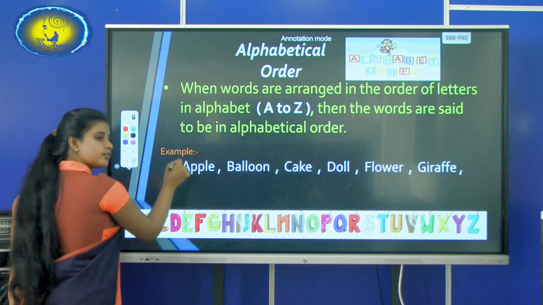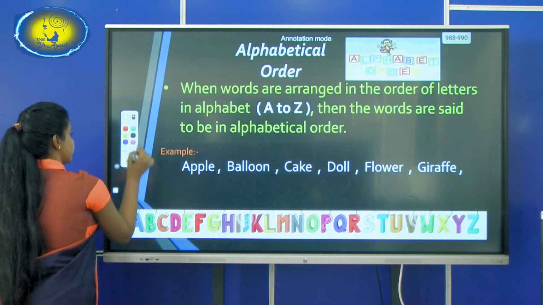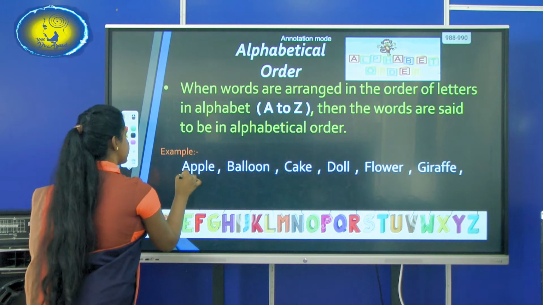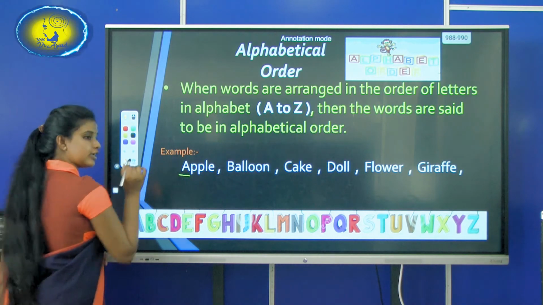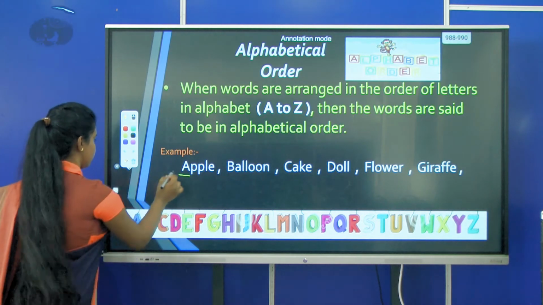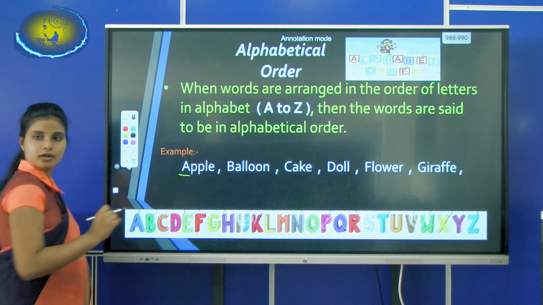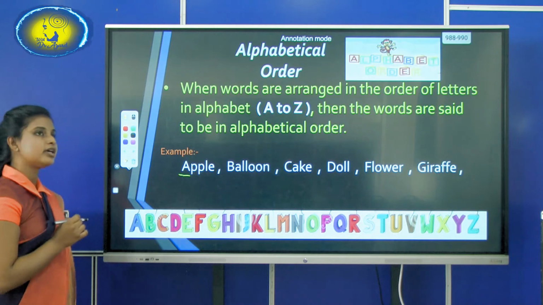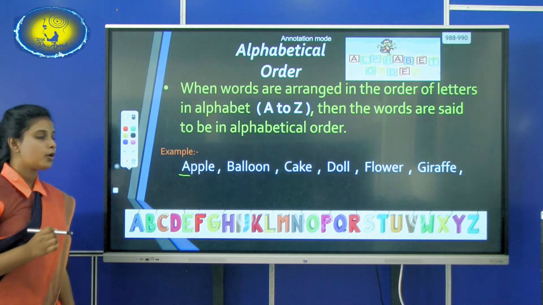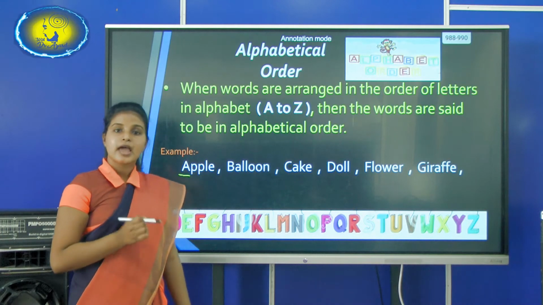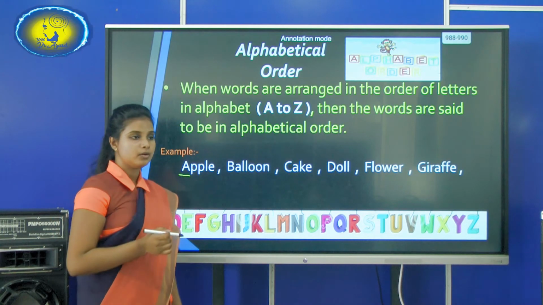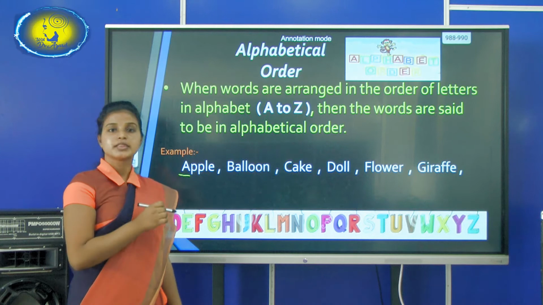What is the first letter of this apple, children? What is the first letter? It is A, isn't it? The first letter of apple is A. So, here A is there. Tell me another example of a word that begins with A.